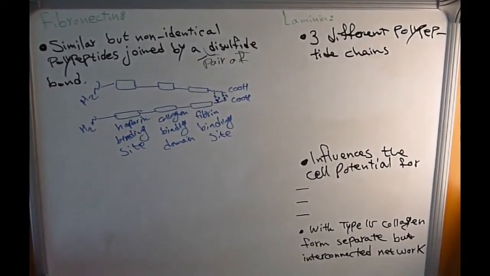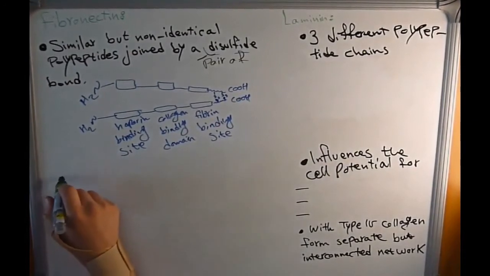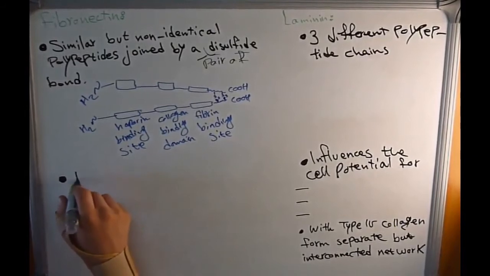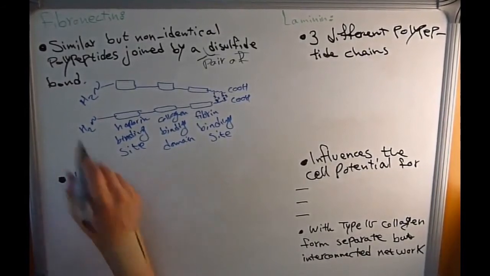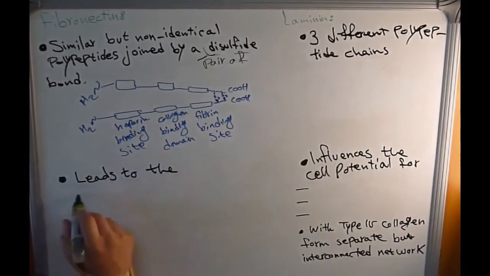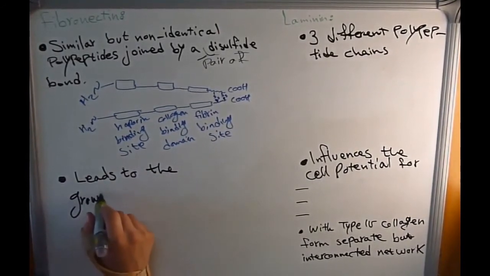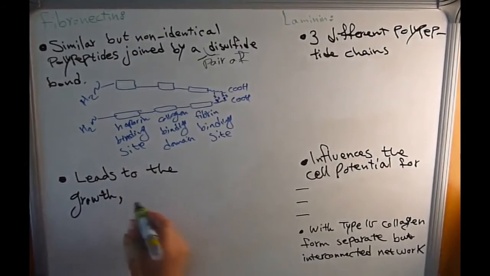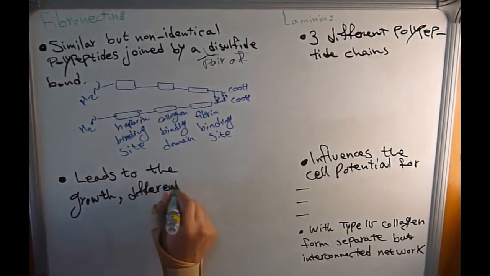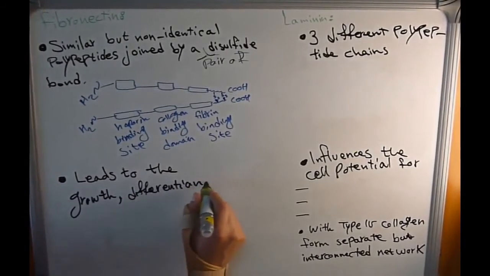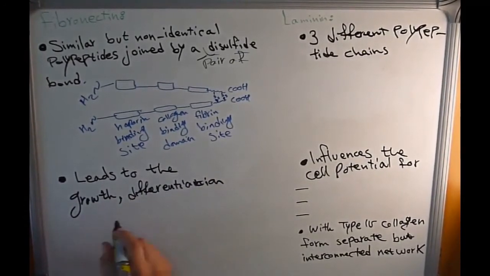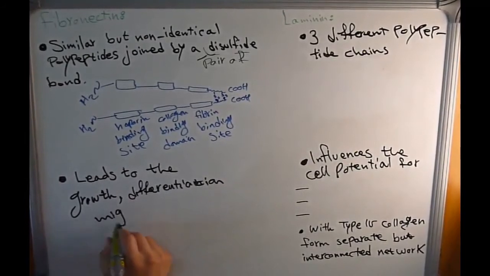Also, the fibronectin leads to the growth of the cells, to the differentiation of the cells, as well as migration.